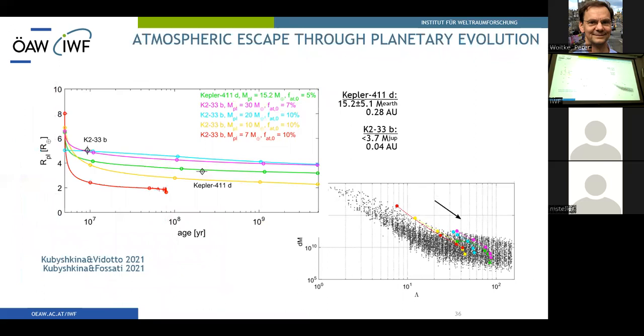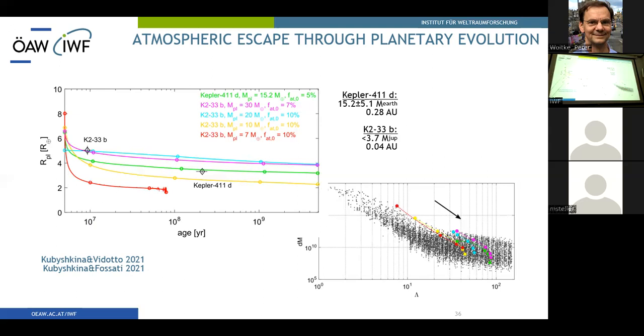So to put it in the context of planetary evolution, I consider here a few evolutionary tracks from our paper from 2021, for one planet, Kepler 411d, which is a relatively cool planet at, I think, 0.2 AU from its host star. And a few models for K233b, which is a planet at a very close orbit around a young star, while Kepler 411 is a much more evolved star. But it has no mass constraint.